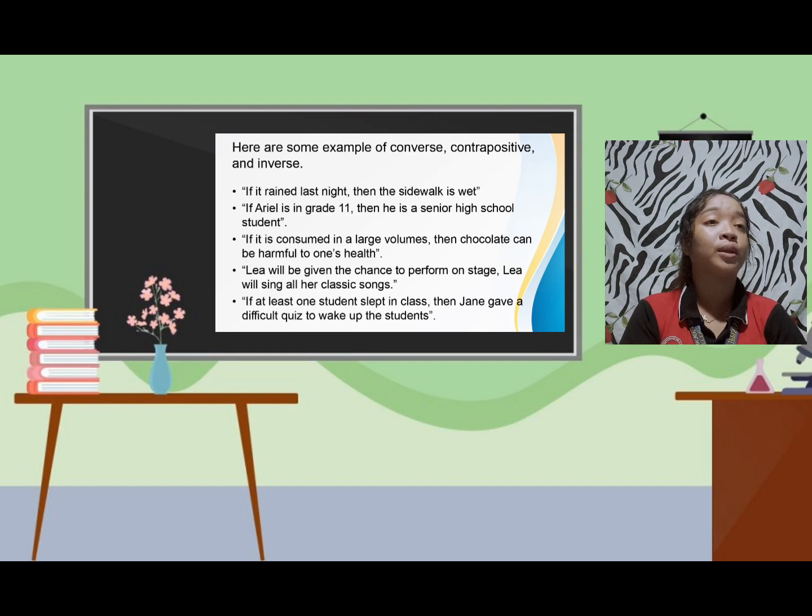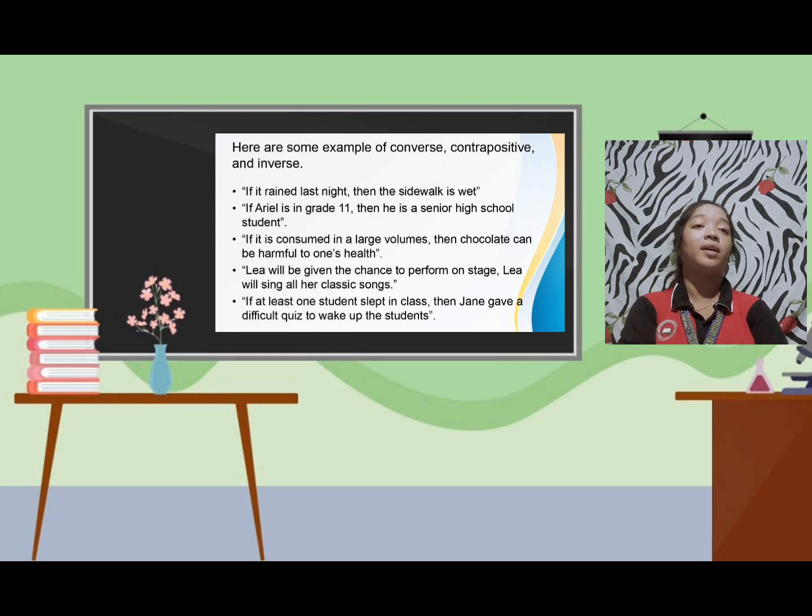So now let's proceed to find the inverse of this statement. So to find the inverse of this statement, we need to find first the negation of P, or the negation of our hypothesis, and the negation of our conclusion. So the inverse of this conditional statement is, if no students sleep in class, then Jane did not give a difficult quiz to wake up the students. Class, do you have any questions?